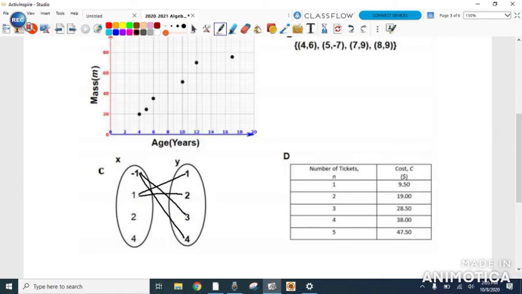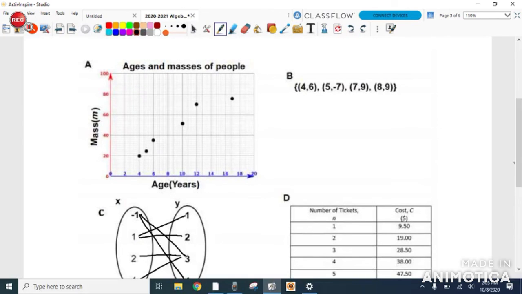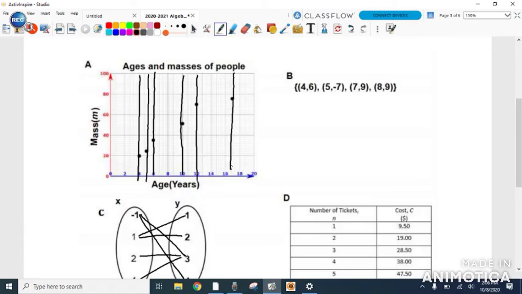So, what we can do for a graph is called the vertical line test. All you have to do is draw a vertical line at each point and see if that line crosses more than once. For instance, each one of these lines at each one of these points only crosses one point. So this is a function, not what we're looking for. Let's see if my x's repeat in B. 4, 5, 7, 8. They don't repeat. B is a function, not what we're looking for.